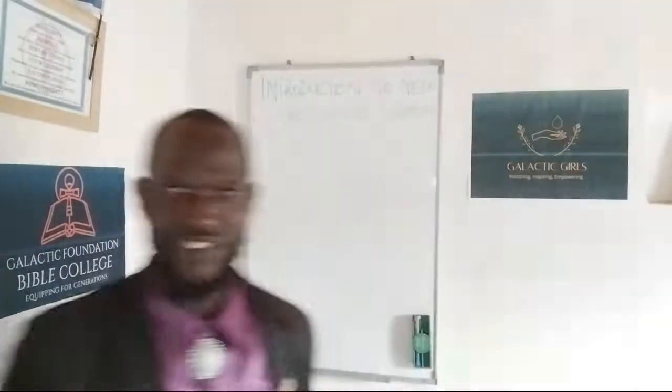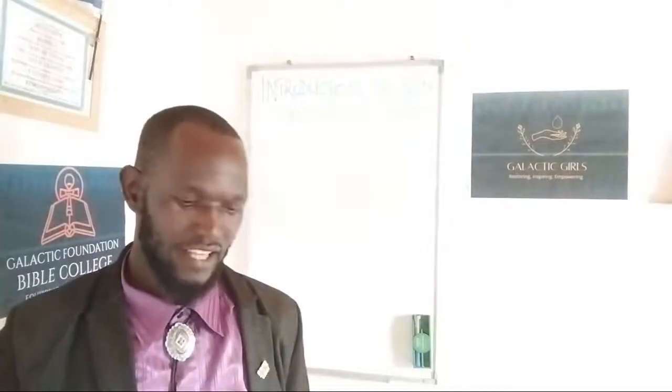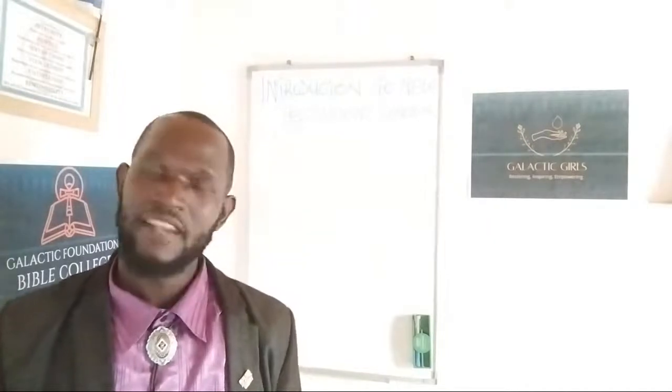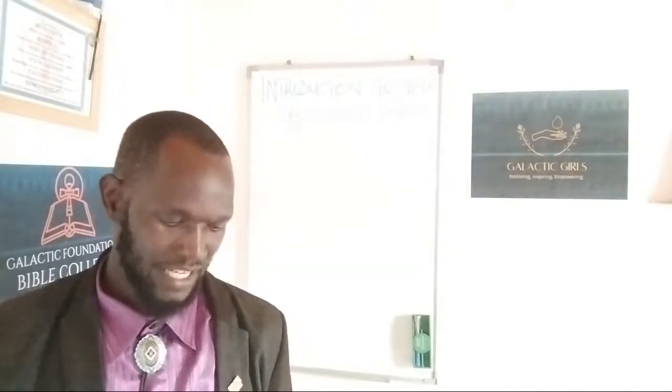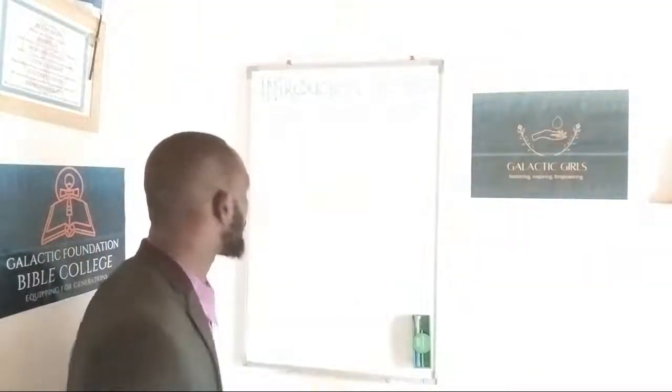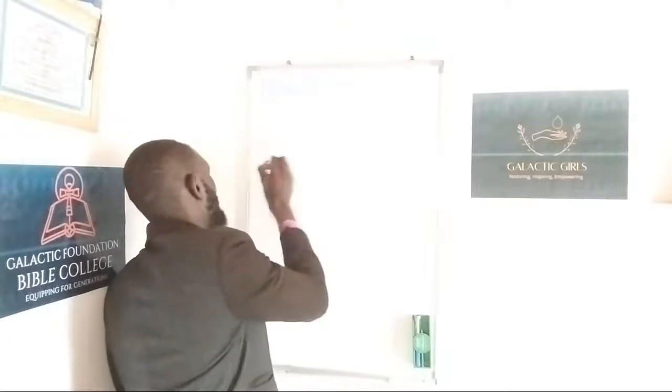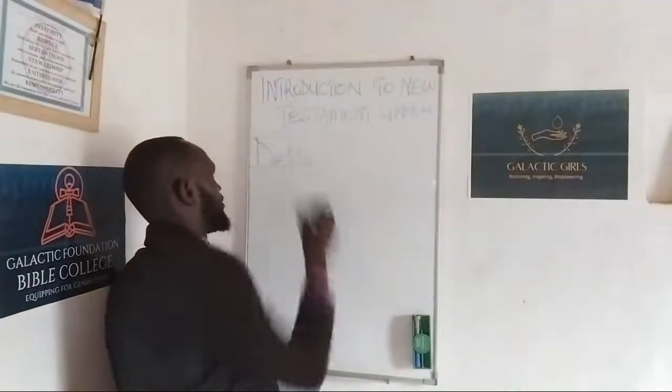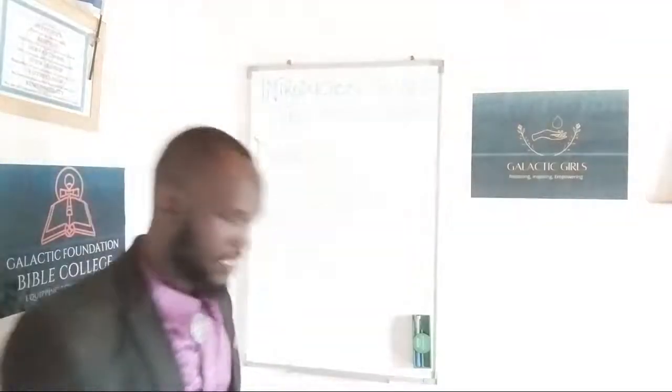Can you try and guess what the fourth letter of the alphabet is? Alpha, beta, gamma, delta. Right. So the fourth letter is delta. Okay.